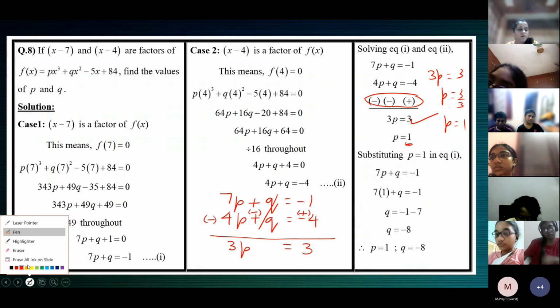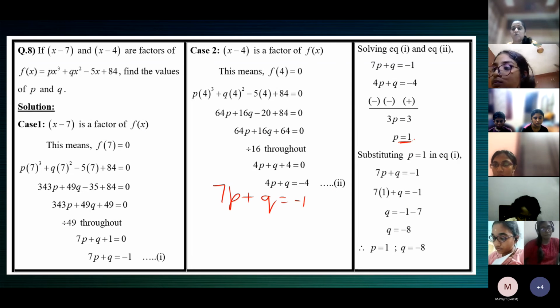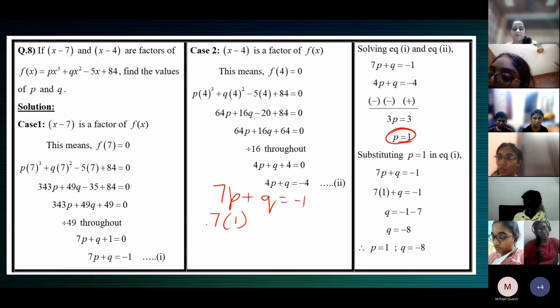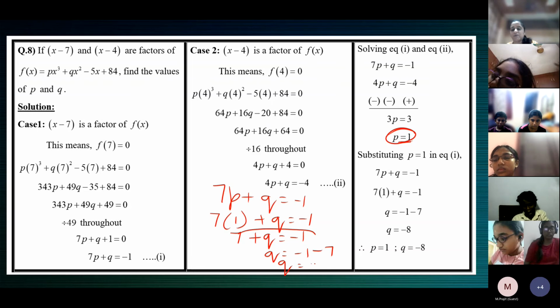Now how to find the value of q? Substitute this value of p in any one equation. Say we take the first equation, 7p plus q is equal to minus 1. Now you got p is equal to 1, so 7 into 1 plus q is equal to minus 1. 7 into 1 is 7, plus q is equal to minus 1. When you transpose 7, it becomes minus 7, so q is equal to minus 8. So the value of p is 1 and q is minus 8.